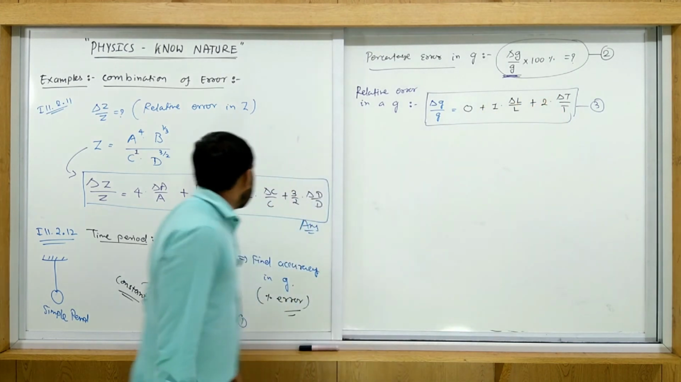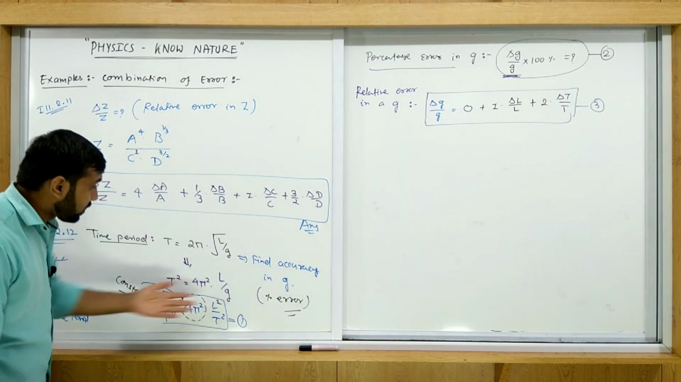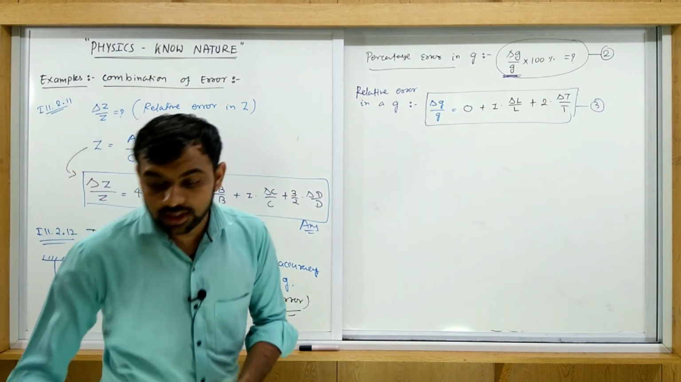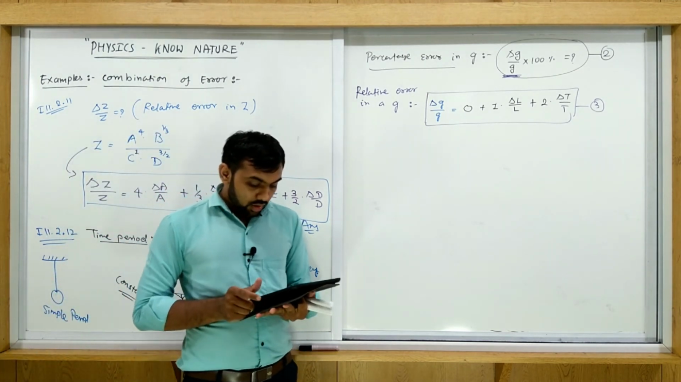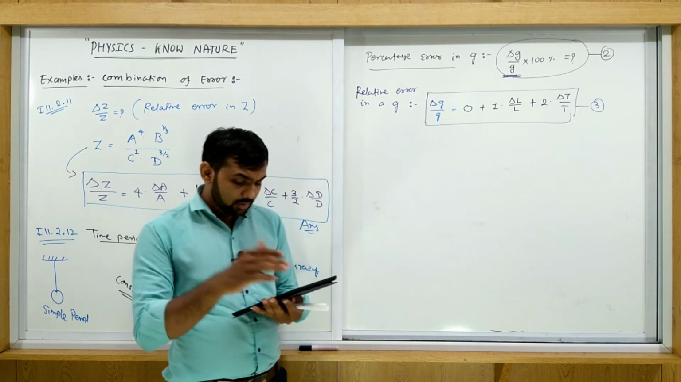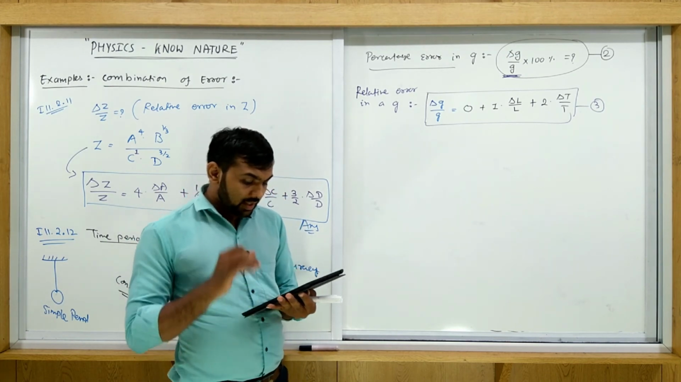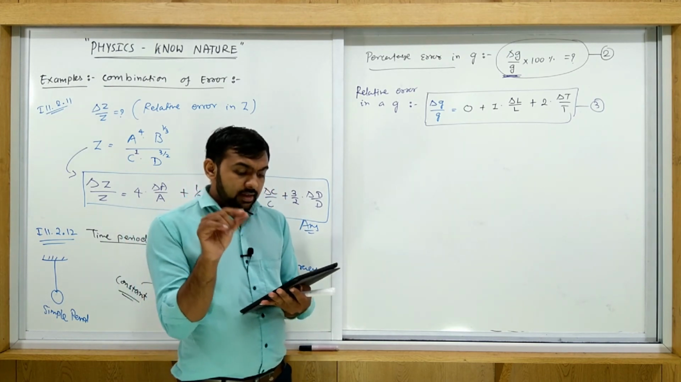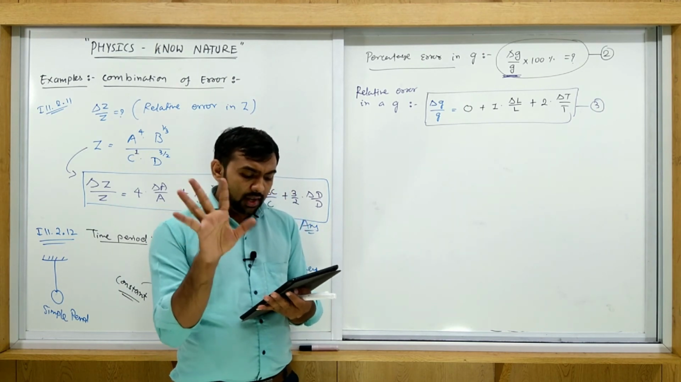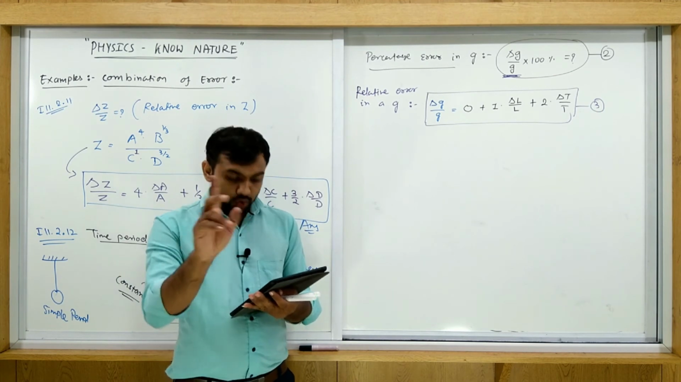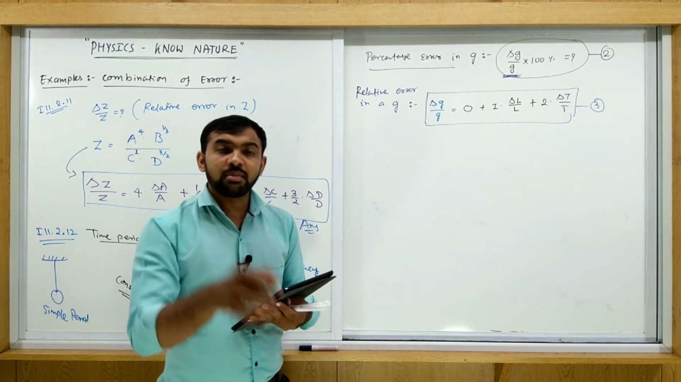But here, do you see this type of data given anywhere? No, but some statements are given in the problem. What are the statements? The measured value of L is 20 centimeter, known to 1 mm accuracy.